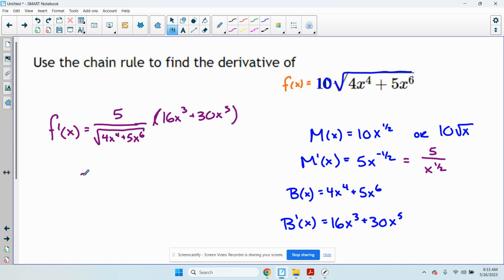Now, if you want to make this real nice, you can just multiply the 5 by both of these. This is 80x to the 3rd plus 150x to the 5th over the square root of 4x to the 4th plus 5x to the 6th. Okay, you have to get used to these things not looking pretty, because very rarely do they ever end up looking pretty. They're always kind of ugly.